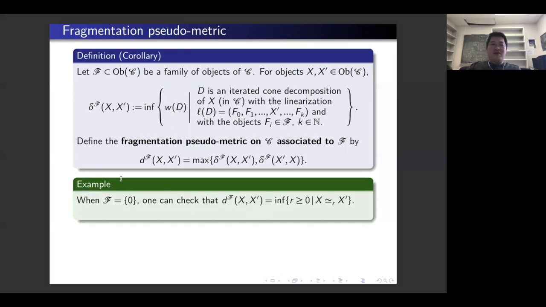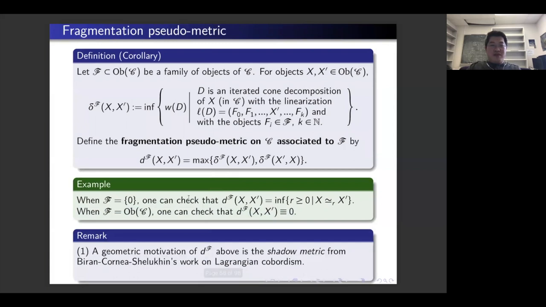Some example here. Suppose your family is extremely small. You only consider the zero object inside. And you can check that the distance is more or less the smallest interleaving relation between X and X prime. And also another extreme case is if F is all objects, you can check that this distance completely vanishes. Maybe it's not that extreme. Maybe for some other subset of objects it also vanishes. But at least you will see that sometimes it's just a completely trivial metric.